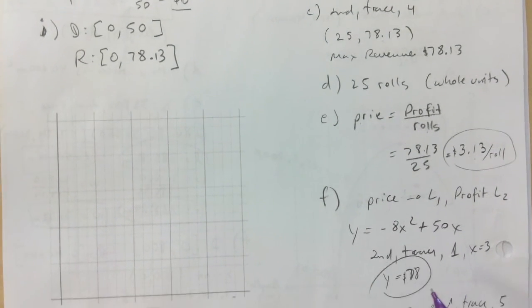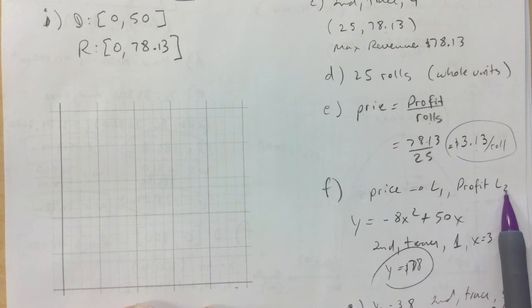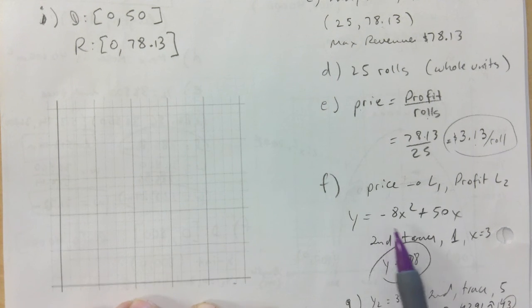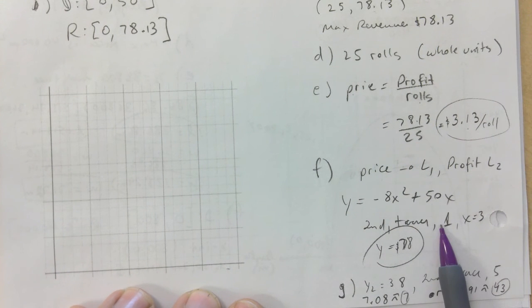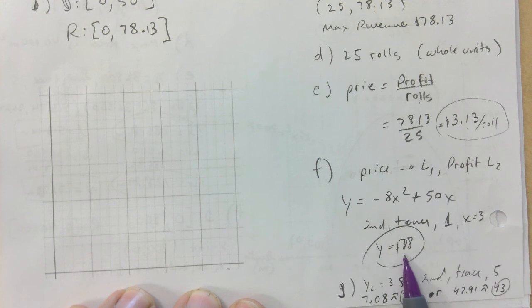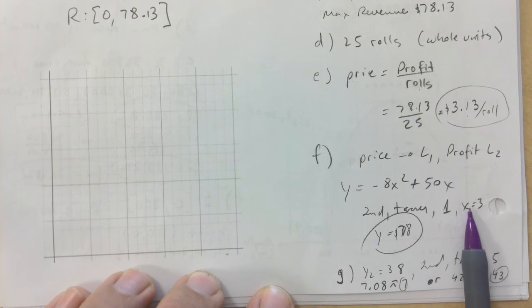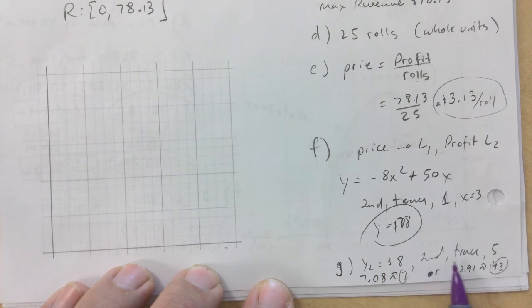F is going to be a little tricky. We don't have enough time, but what I did is I went back and put the price into L1 and the profit into L2, came up with a new equation. Then when you second trace 1, x is equal to 3, because now you're doing price and profit, right? So now you know what the profit will be at that price. Okay. And then, what price would give you a profit of 38 bucks?